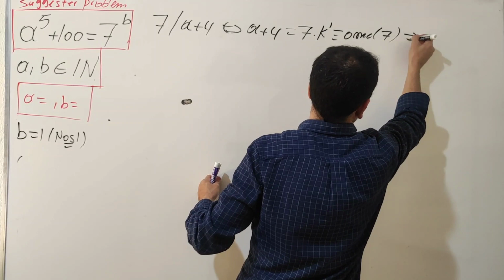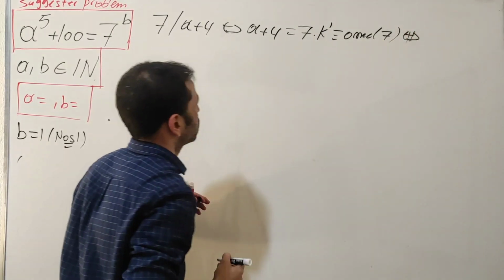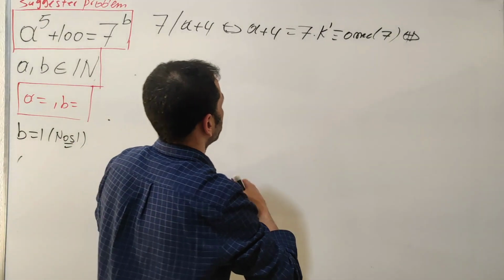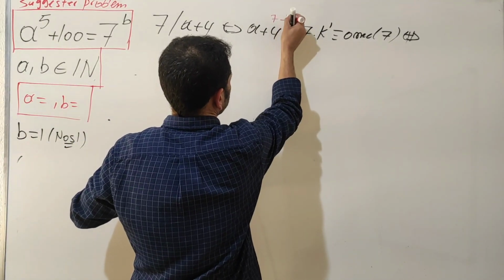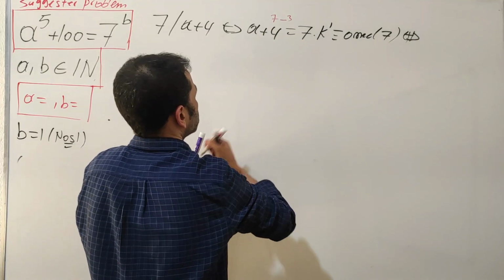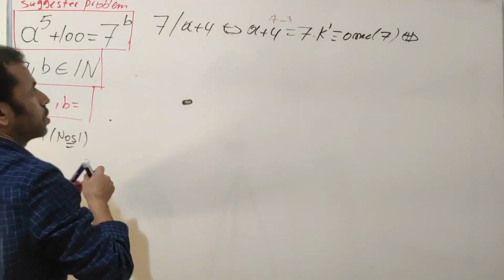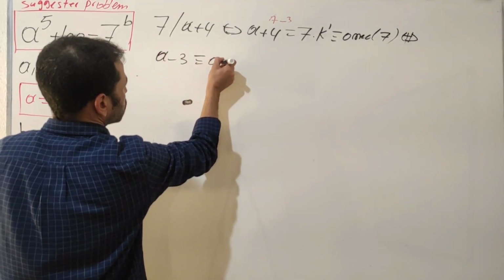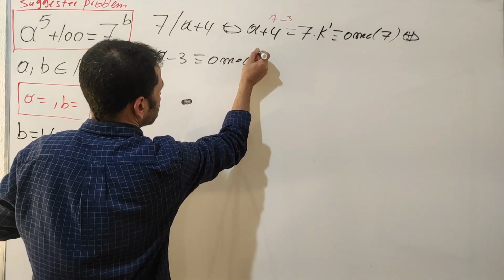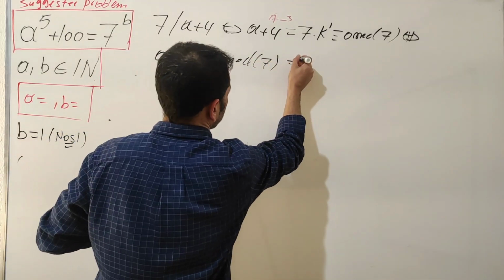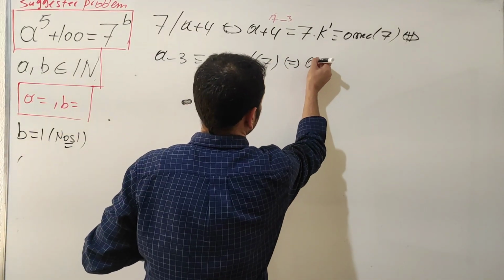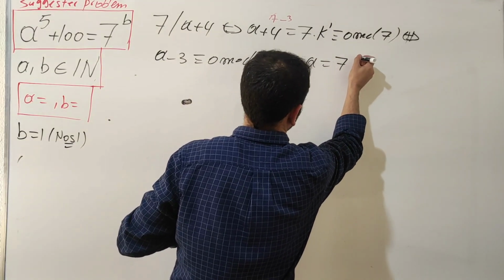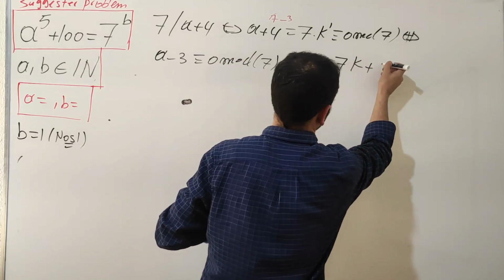This one equivalent according to the divisibility statement. Again, I'm going to reduce this number 4. I'm going to put it in the form 7 minus 3. So this one will be 0. I will have a minus 3 is congruent to 0 mod 7. Again, it's an equivalent. a equals 7k plus number 3.